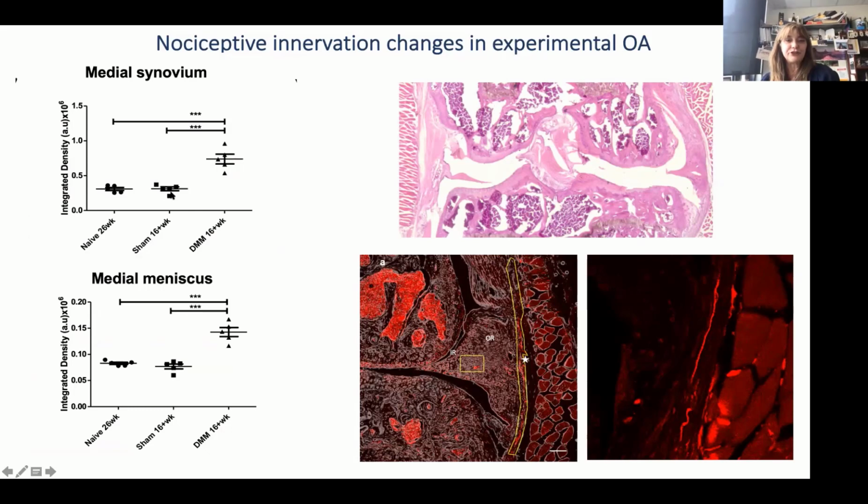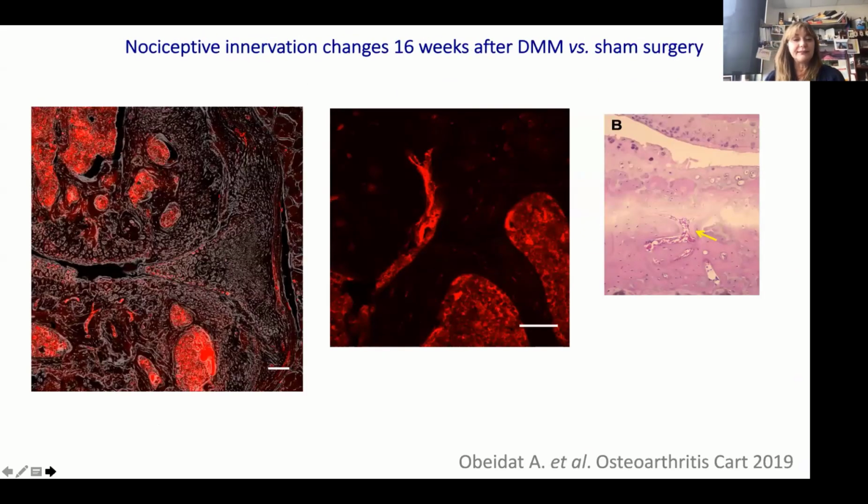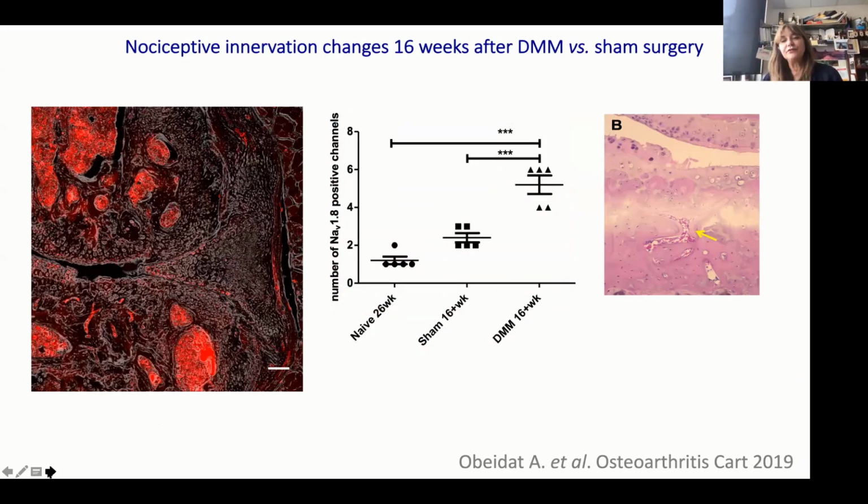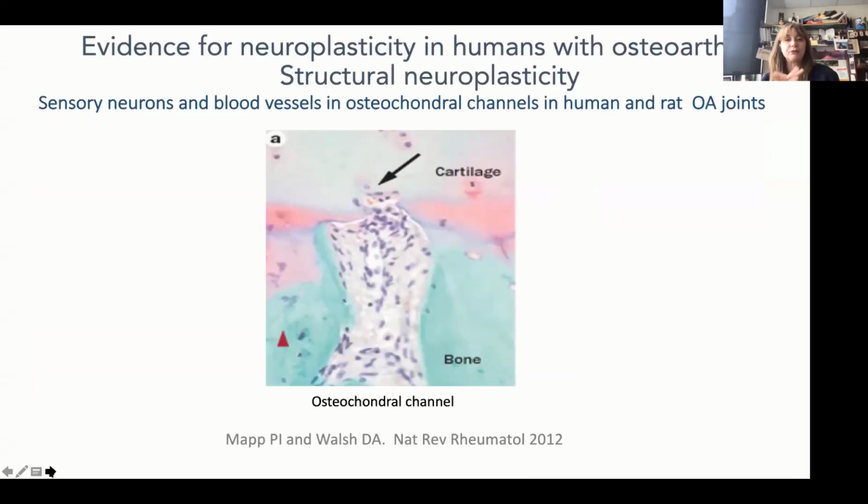So this is a sham surgery. We can quantify this. And so we really see by 16 weeks after surgery, a sprouting of new nociceptors in the medial synovium, as well as in the medial meniscus. What's more, actually, is that when we look into the subchondral bone, we see the subchondral bone sclerosis. We see that in the sclerotic bone, there are channels. In these channels is blood and blood vessels, but we also see in these channels what looks like nerves, nociceptors. And again, we can quantify this. So this is really very pronounced 16 weeks after surgery. Channels in the subchondral bone that contain nociceptors. Now, again, you may ask, well, what about humans?